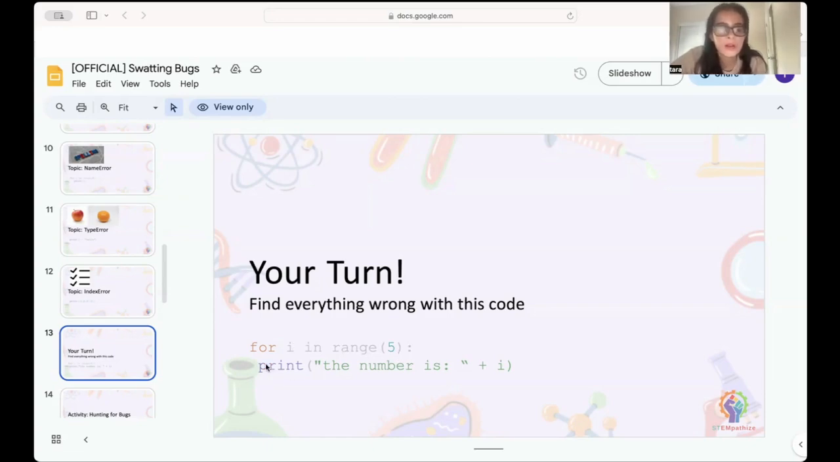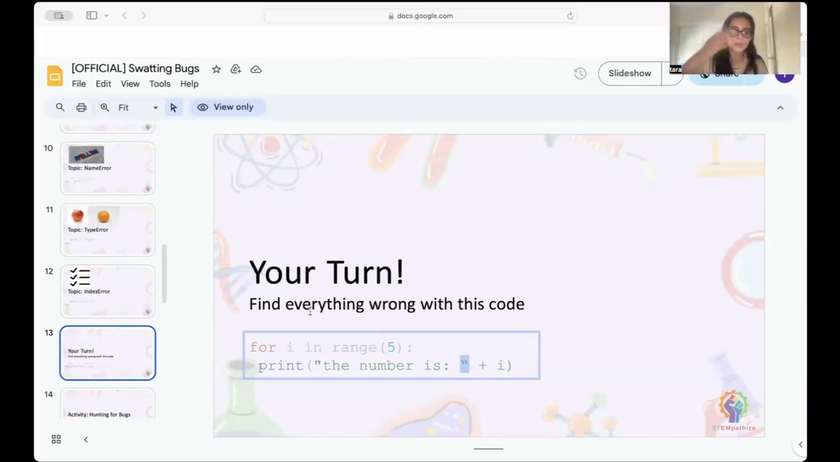But here, notice how it says print the number is, and what's that? That looks kind of weird, right? In comparison, and if you want to go back to some of the previous slides, we have to use the same quotations. I don't know what this is. It's some kind of tilted quotation mark, but the computer isn't going to understand. It doesn't understand that we've closed this string.